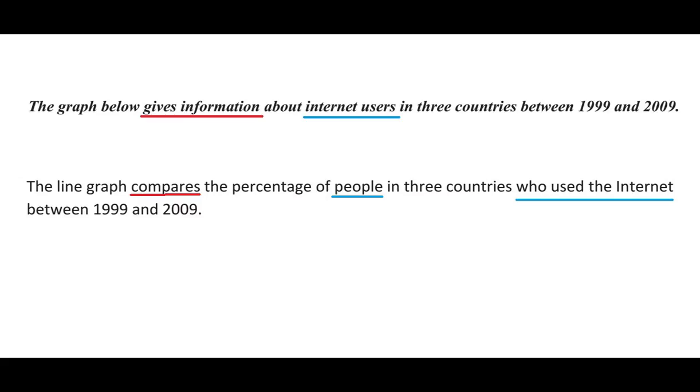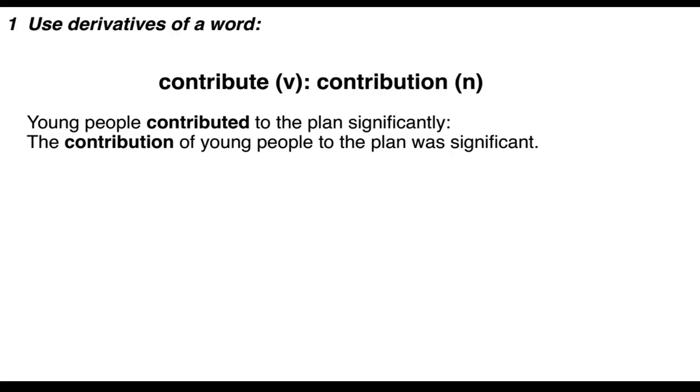Thirdly, write your introduction. This is done by paraphrasing the information from the prompt. Now, one way of paraphrasing is to use derivatives of words. So in this example, the verb contributed is changed to a noun, contribution.